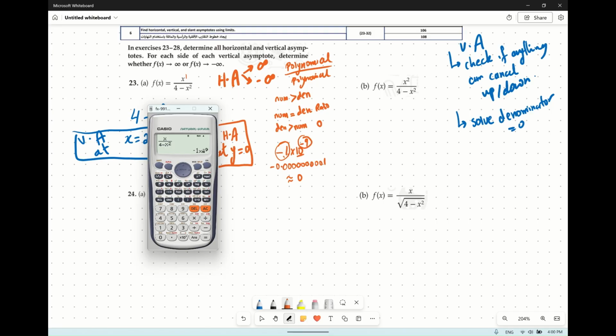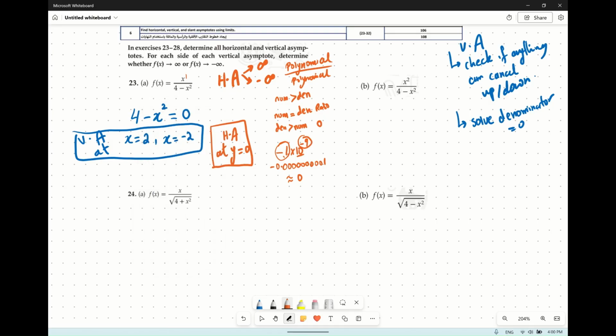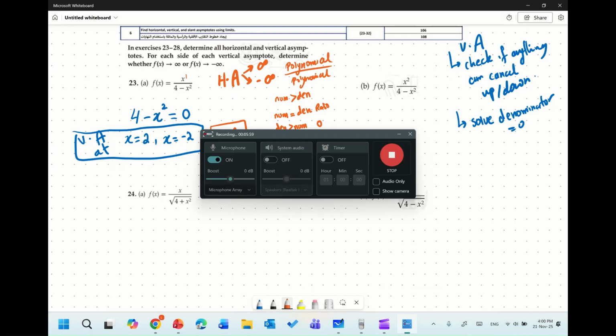Now again, if I click calculate, and instead of having this be positive, I will put this to be negative. Again, what does this mean? 1 times 10 to the power negative 5, it means 0. So from both sides, I got 0.